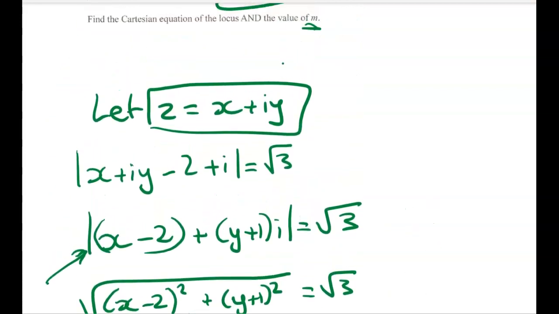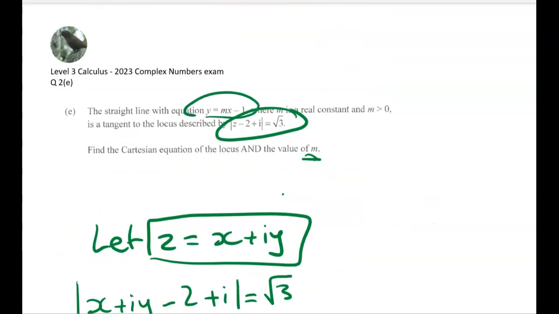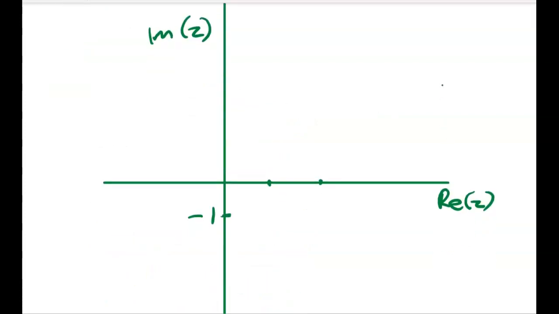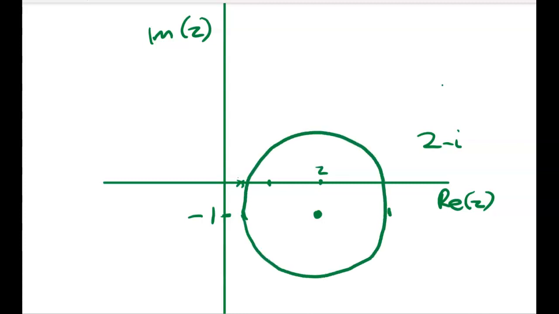And now what we have to do is figure out what is the value of m where this straight line is tangent to this curve. So let's have a look on the graph. Well, we know that we've got a circle centered at 2 minus i, so I have very roughly put this in here. This is rougher than I would usually do in a video, but there you go. The radius is √3, so we know that this is 2. √3 is 1.7 something, so we're going back to around here. And now we're just going to draw a very bad circle.